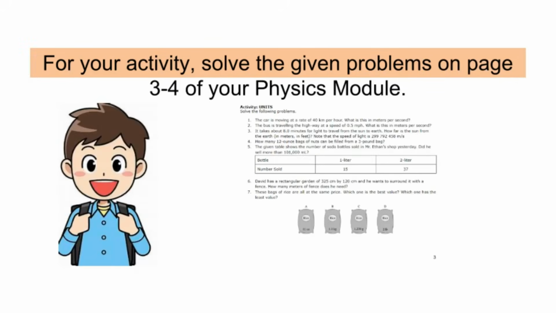If you listened well and have understood everything that we have discussed, you can now solve the given problems on page 3 to 4 of your physics modules. Kindly write your solution for every problem, and don't forget to enclose your final answers in a box.